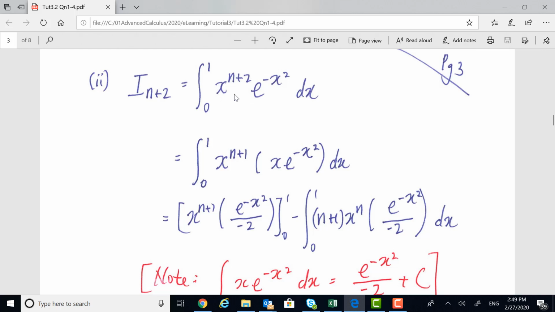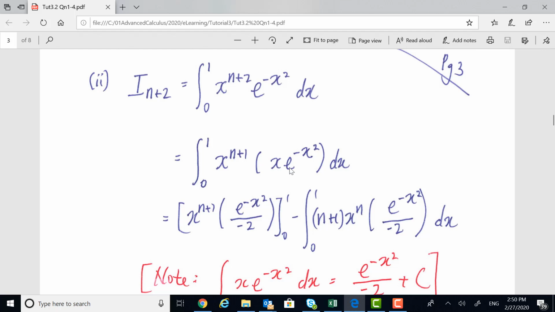You break this x to the power of n plus 2 into x to the power n plus 1 and the x. Why do you think I want to do this? The reason for breaking up into this manner is because then I can integrate this one directly. Remember, we have seen this expression earlier on.